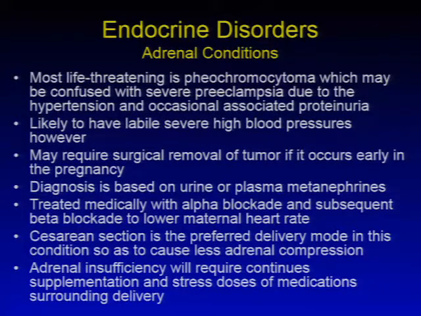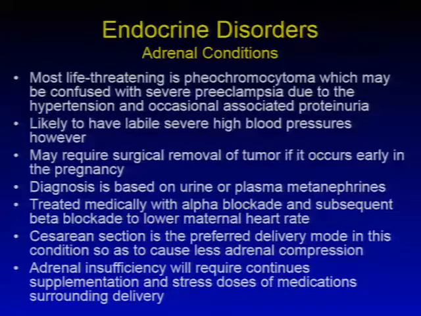Of the adrenal disorders in pregnancy, the most life-threatening is pheochromocytoma, which may be confused with severe preeclampsia due to hypertension and occasional associated proteinuria. These women are likely to have labile severe high blood pressures. However, they may require surgical treatment for the tumor if it occurs early in the pregnancy.